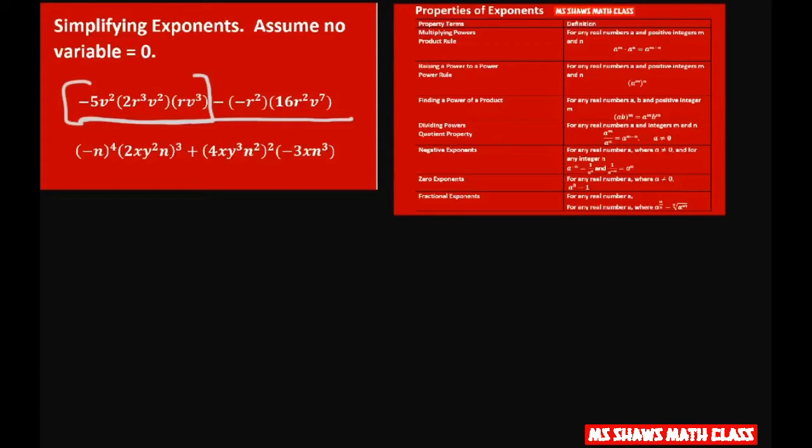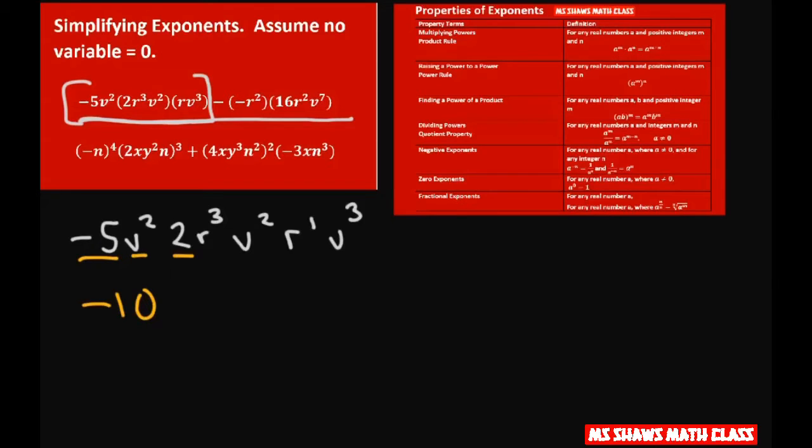So I have, we really don't need parentheses, so just pretend like the parentheses aren't there. I can write this as negative 5v squared, 2r cubed, v squared, r, I can put that to the first power if you want, and then v cubed. So this is going to be negative 5 times 2 is negative 10.